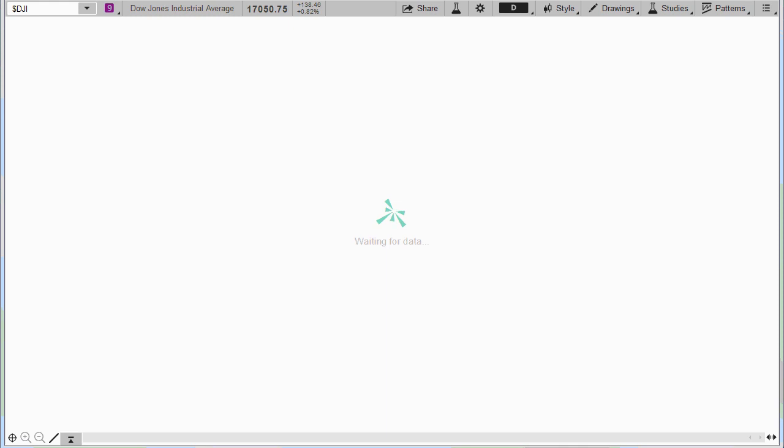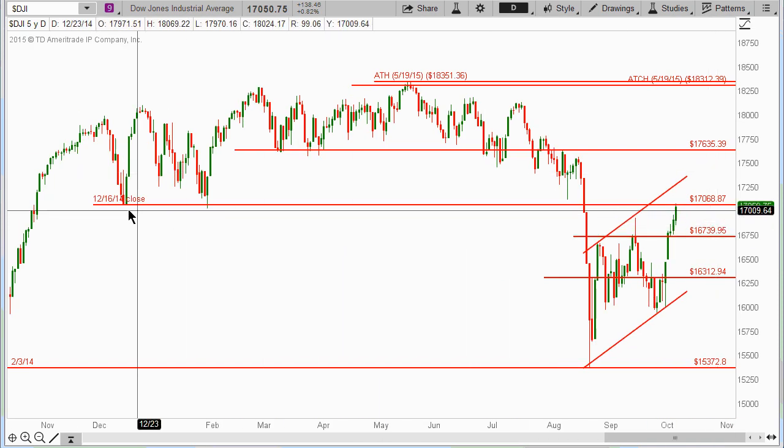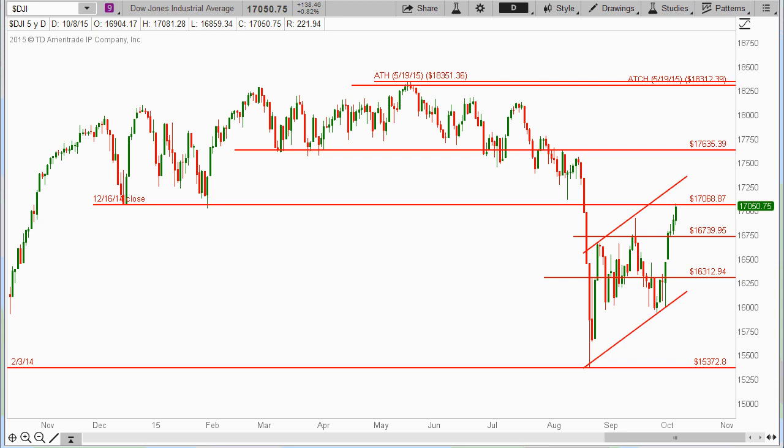Okay, and let's take a look at the Dow Jones Industrial. The Dow Jones also came up and tagged this December close here. So it finally came up and got up to this 17,068.87. Okay, so we want to see it follow through and get up on this trend line, because we're still looking at this possible bear flag or something, unless it could come up and break out of this channel here and get up to this particular level here, the 17,635. Okay, if it pulls back, we're looking at the 16,739, 740, and possibly get back down to the 16,312.